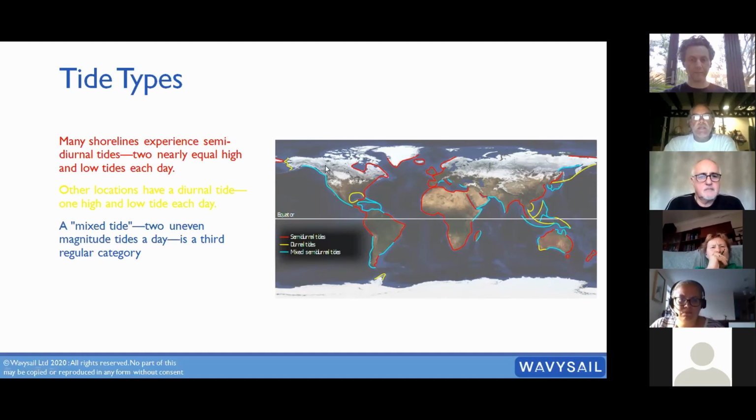And then you've got mixed tides, which is the blue section. And these guys have two uneven tides every day. Okay, and it's completely irregular. So you could have a very high, then a low, and you could have a high and a low quite close to each other, and then a high and a low quite far apart from each other time-wise.